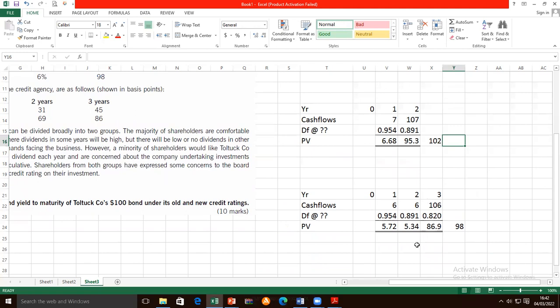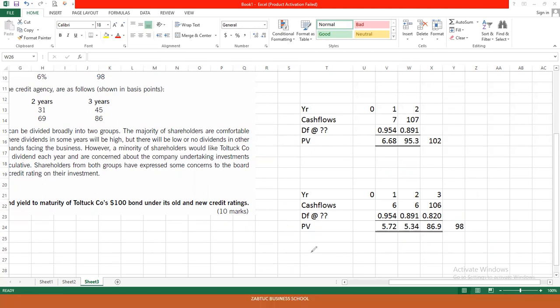Let me use a spreadsheet here. You can use a spreadsheet to simplify. Remember what we said? If you use a spreadsheet, look at what will happen. Let's just prove that. So we are saying 1 plus r to the power 3 equals 1 over 0.82.